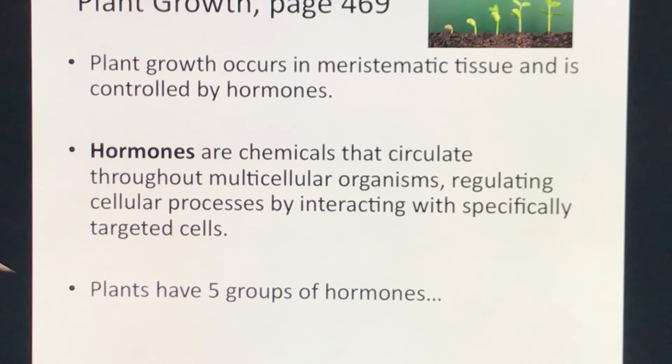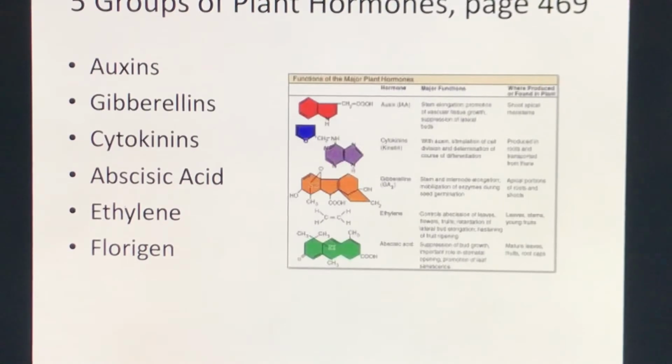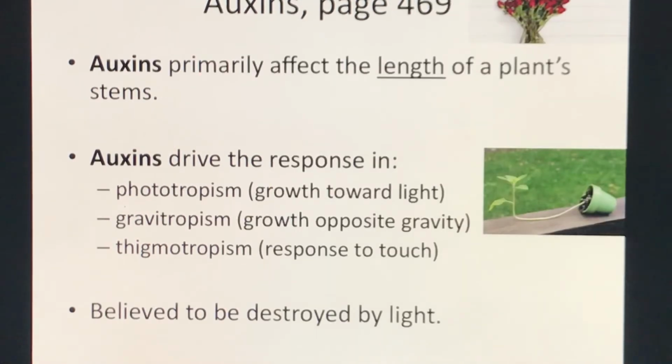So a hormone that is produced would be connecting with the receptors on specific cells in another part of the plant in this case. Now we know plants have 5 groups of hormones, actually they have 6 listed here because this one was sort of the mystery hormone. So we have auxins, gibberellins, cytokinins, abscisic acid, ethylene, and florigen. And so we'll look first at the auxins.